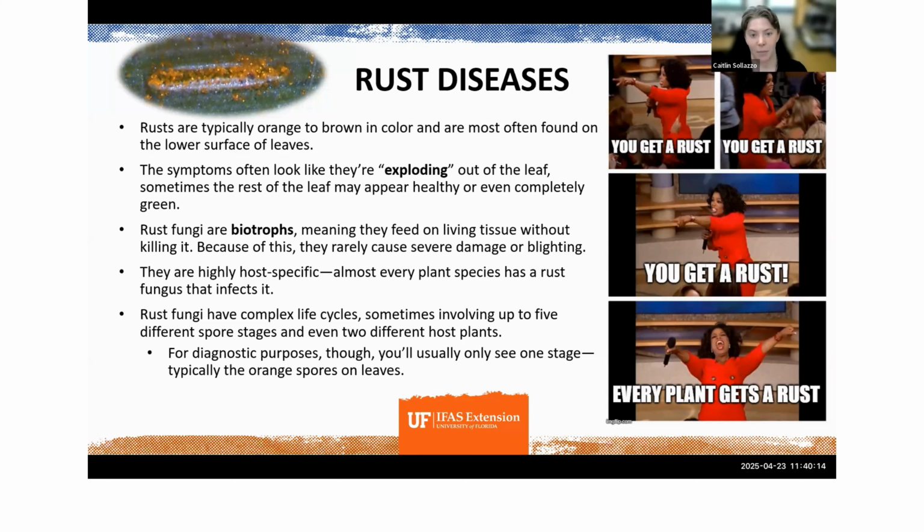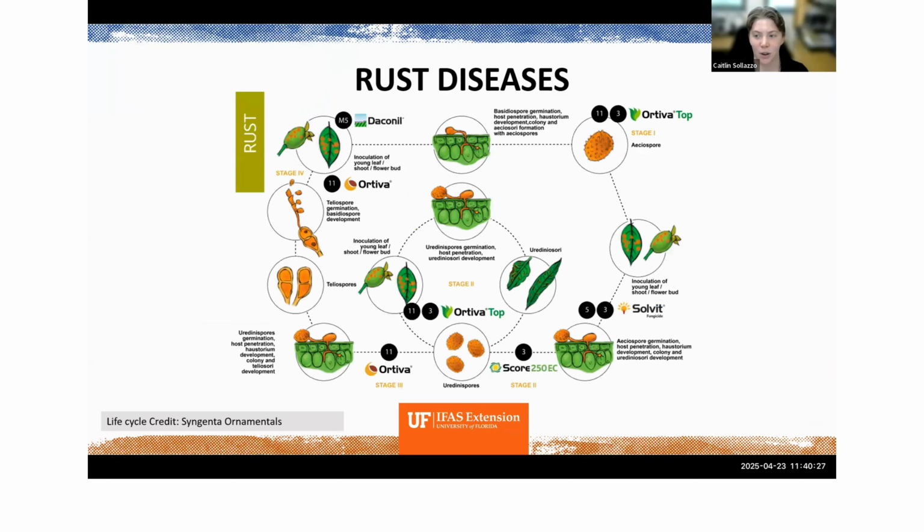Very, very complicated, but most of them you will just see this stage, which is the red or the orange spores exploding from the leaves. That's what you mostly will see. All right, again, you don't have to know this. This is just explaining how very, very complicated the rust life cycle is, which makes it hard to manage. So if you're dealing with rust on a commercial scale, it's a really, really hard pathogen to treat. Thankfully, on a landscape and homeowner's scale, it's very rarely, almost never, a big problem that requires treatment.